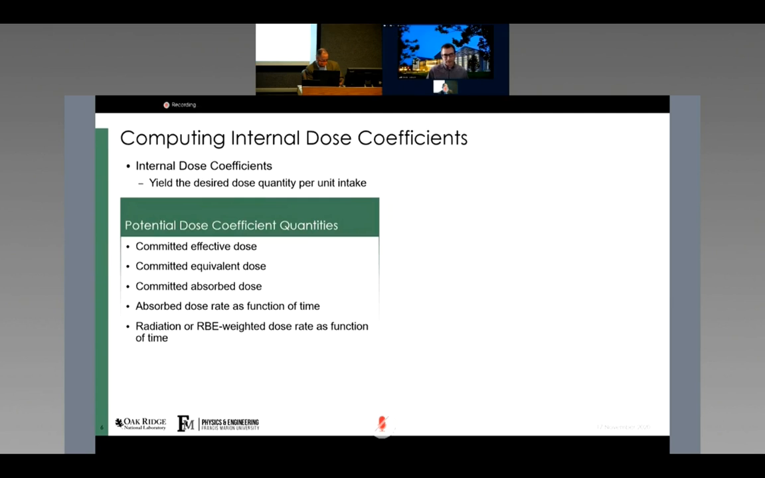So what are those possible dose coefficient quantities? Well, pretty much any one of your, pick your favorite dose quantity, right? Effective dose, equivalent dose, absorbed dose. We can do dose rates as a function of time. We can use those to do annual doses, right? Elizabeth just mentioned the need for annualized doses when doing dose reconstruction as opposed to a committed dose over a 50-year time period. We can also do radiation or RBE weighted dose rates if you're interested in something like what the EPA is interested in when they do cancer risk.